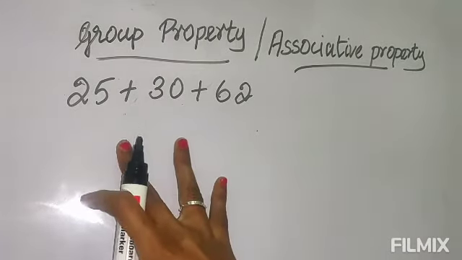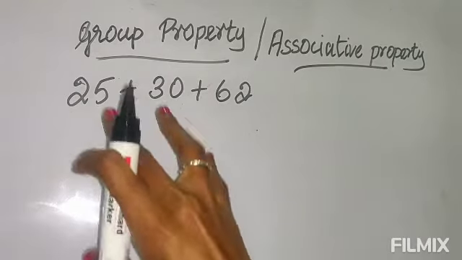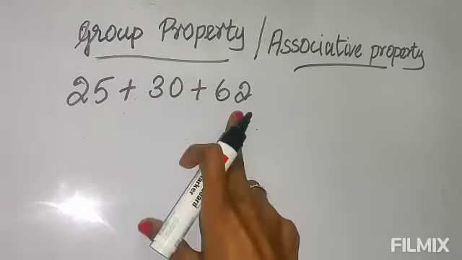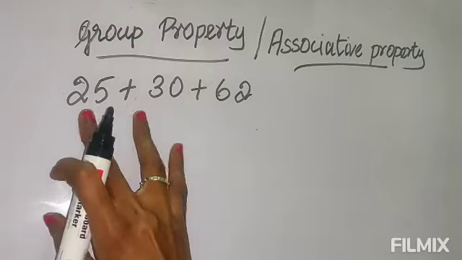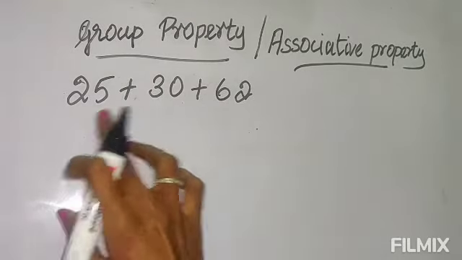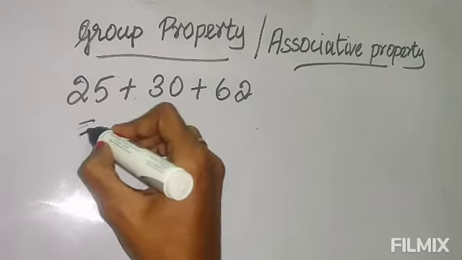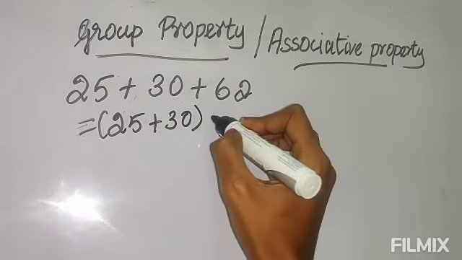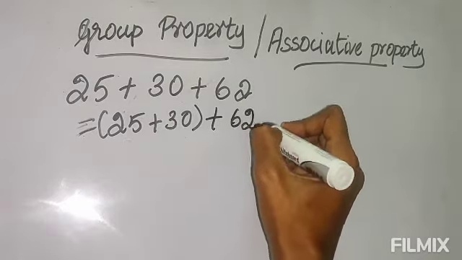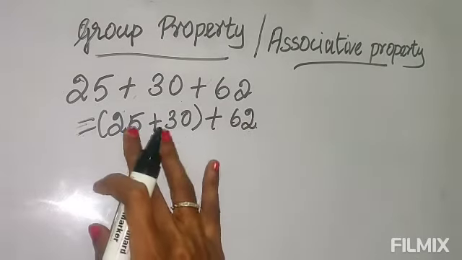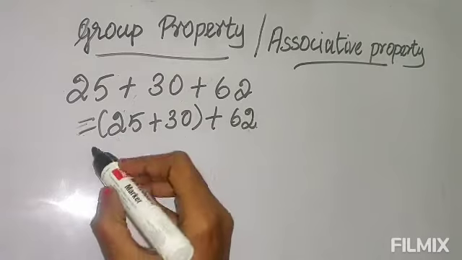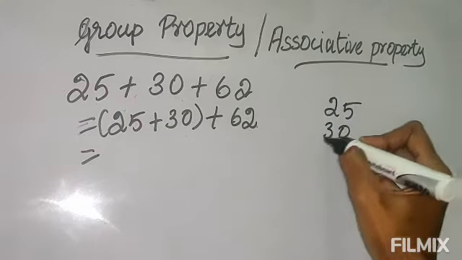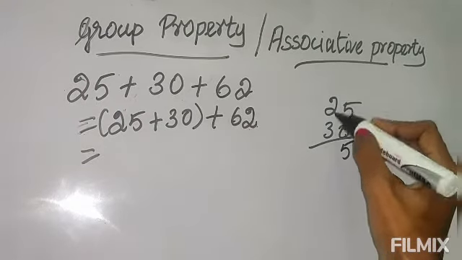So in this, more than 2 numbers will be there, so those numbers we group in different ways and we add and check. Okay, now here 3 numbers I have taken. First I am going to group the first 2 numbers and I will add. The numbers I am grouping I will put inside the bracket, and 62 will be another group. So this is one group and this is another group. Now what is inside the bracket, we will add it now. So 25 plus 30.